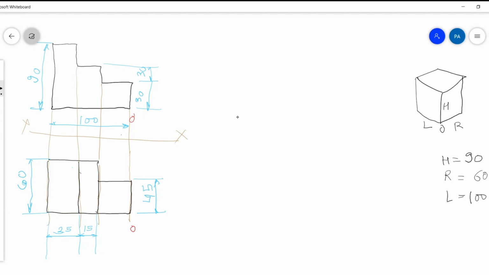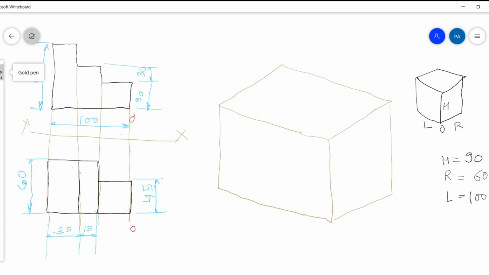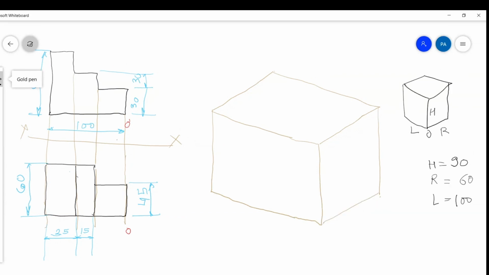So height is 90. So what I will do is I will draw this. L is 100, this is 90, and this is 60. So you'll get a box like this. There will be three angles. Two lines will be at 30 degrees, and the third line will be vertical. I am not writing the dimensions here now. I have already written them here for your reference. And this is O. This is 4.